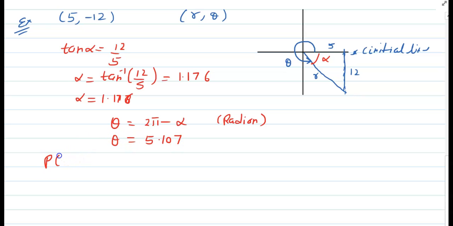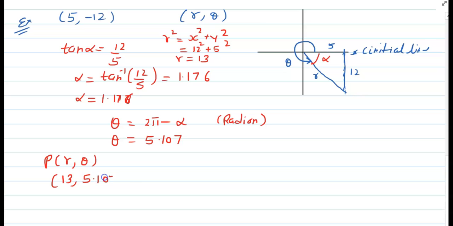So the polar coordinates of the point in the form of r and theta: r squared equals x squared plus y squared. So it will be 12 squared plus 5 squared. 12 squared is 144, plus 25, that is 169. So r will be 13. So r is 13 and theta is 5.107.